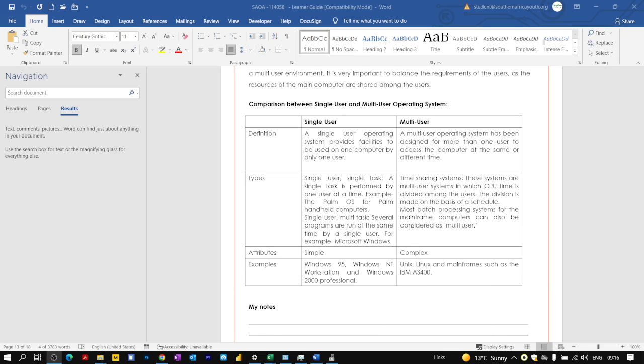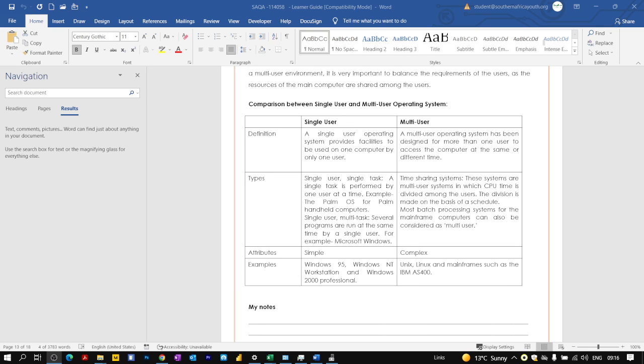Let's compare them. By definition, a single-user operating system provides facilities to be used by one user at one time. A multi-user operating system has been designed for more than one user to access the computer at the same time or at different times. So more than one person can be accessing this. I think I don't need to re-emphasize this; I've been explaining it all along.